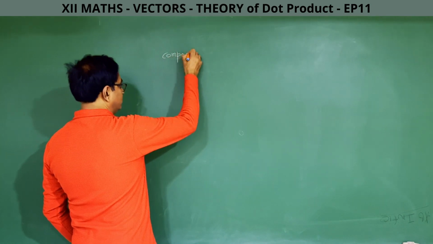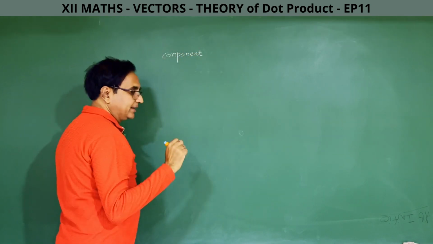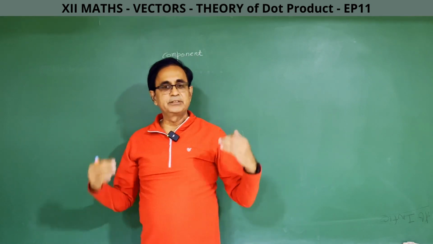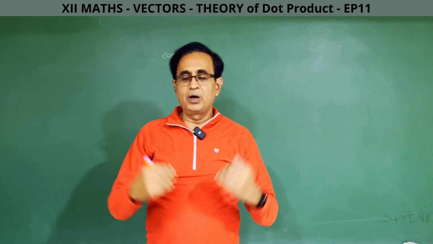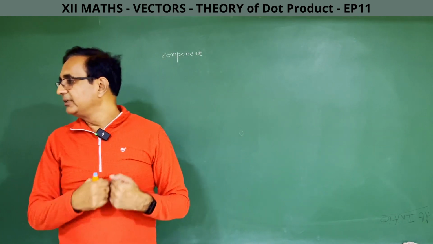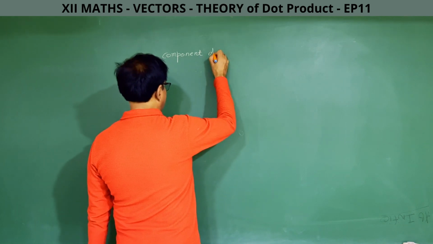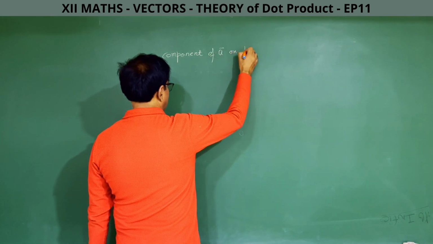This topic has also been done before, but when we did it earlier, the vectors were not expressed in terms of i, j, k, they were simply vector A and vector B. Now the vectors will be expressed in terms of i, j and k. Then how am I going to find it? Component of vector A on vector B.